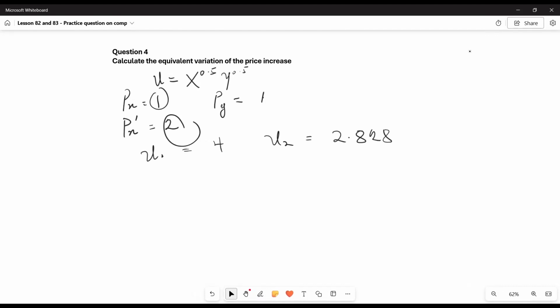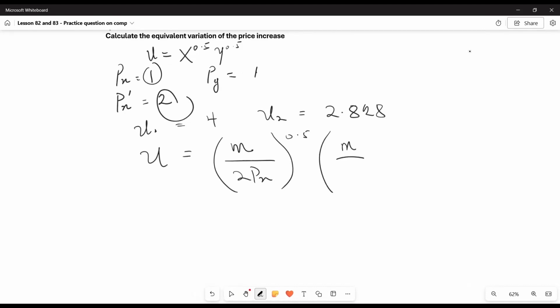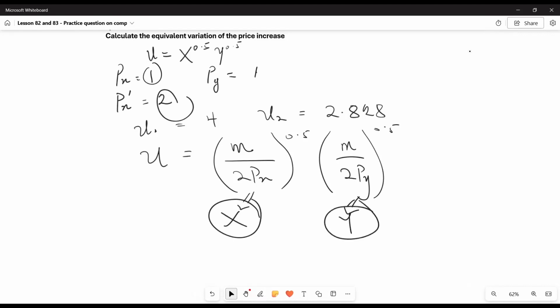to U2 equal to 2.828. Now we can rewrite Peter's utility function as U equal to (M divided by 2Px) raised to the power 0.5 multiplied by (M divided by 2Py) raised to the power 0.5. We were given these two demand functions in our question.